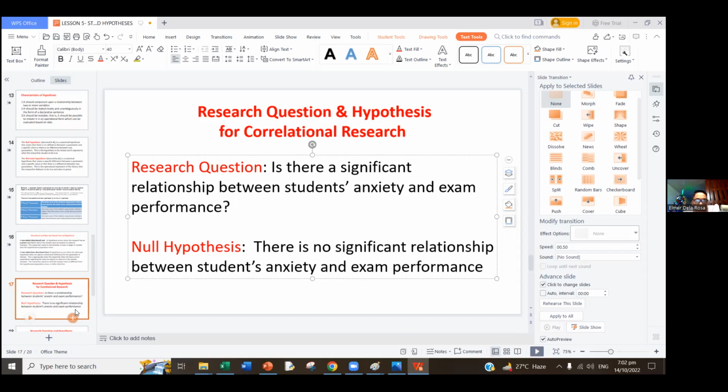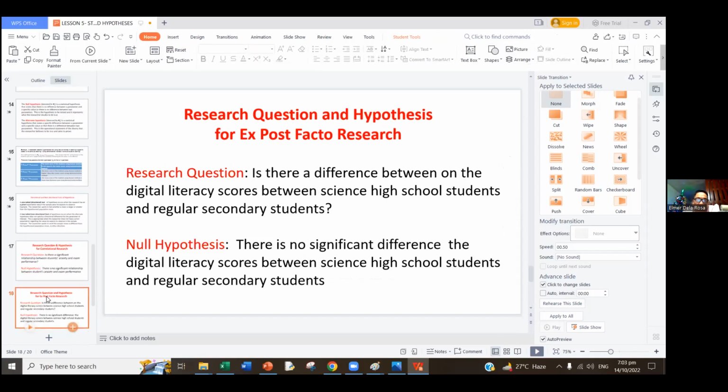So yung isang alternate ay non-directional, then posible din na directional or one-tailed ang ating alternate hypothesis. Okay? Then we have the second example. Paano naman yung hypothesis for ex post facto?